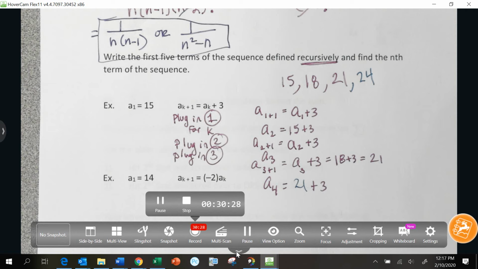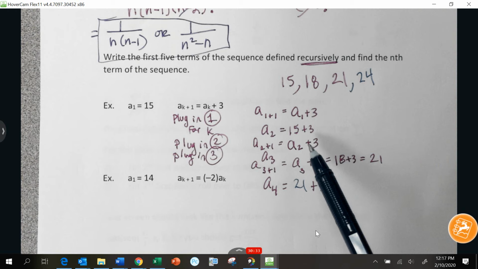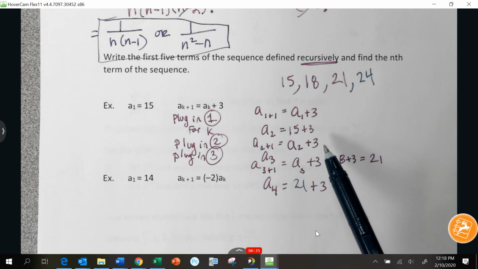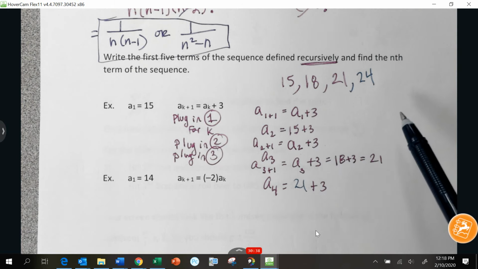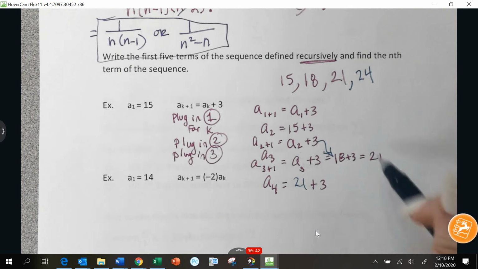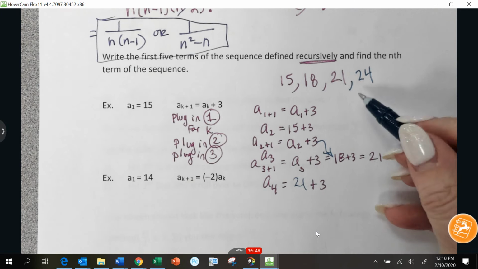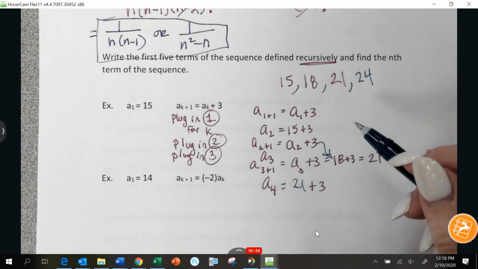Okay, so again, a sub 3 ends up being 21 because we do a sub 2 plus 3. I just put it in the wrong line though. There we go. And then to find a sub 4, we do a sub 3 plus 3, so I'm doing 21 plus 3, which is 24. What pattern do you see?